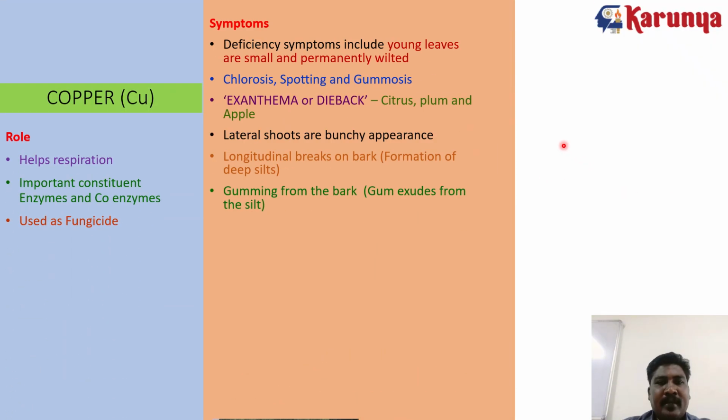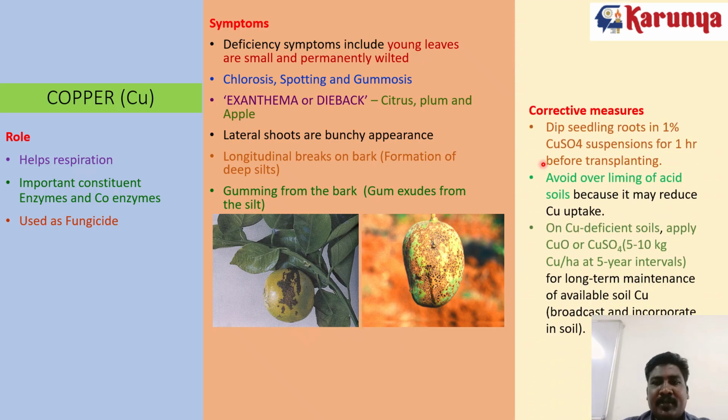Coming to copper, copper is involved in the respiration process of the plant, and it is an important constituent of enzymes and coenzymes, and is used as a fungicide. And symptoms, if you see deficiency symptoms, include young leaves that are very small and permanently wilted. Chlorosis is also another indication of copper deficiency, and spotting and gummosis.